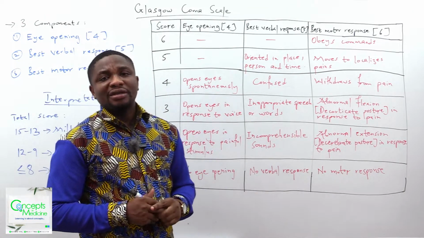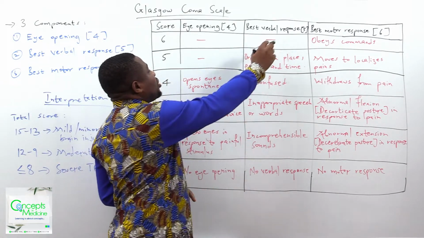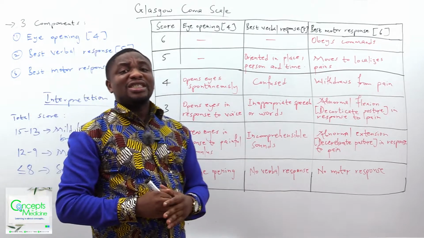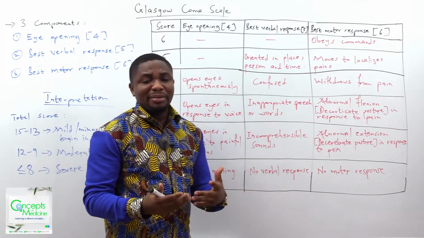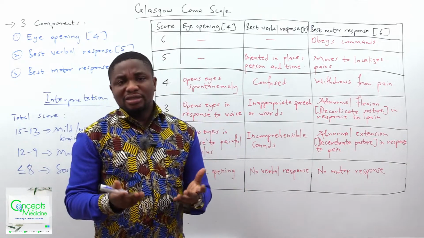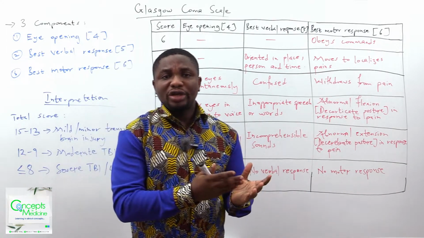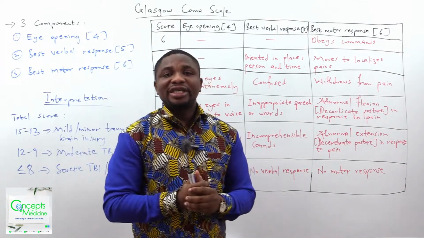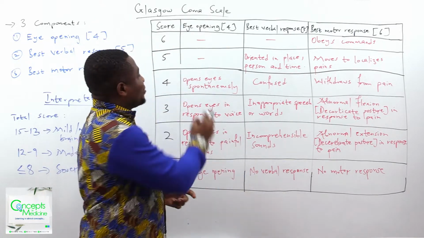That's the best verbal response. For the best verbal response, the total score is 5. So the score of 6 has no implication. A score of 5 means the patient is oriented in place, person, and time. If you ask the patient, where are you? The patient tells you, I'm in the hospital. If you ask the patient, who am I? The patient says, you are the doctor. Or you ask the patient what time it is. He looks through the window and says, it is evening, and truly it's evening. That means the patient is oriented in place, person, and time. And with that, you give a score of 5.